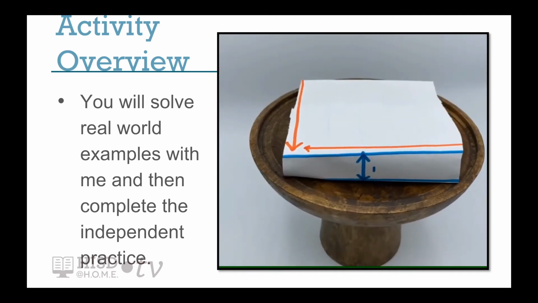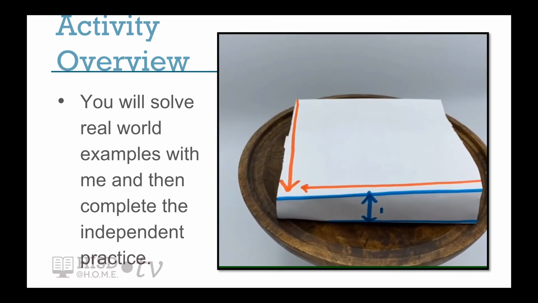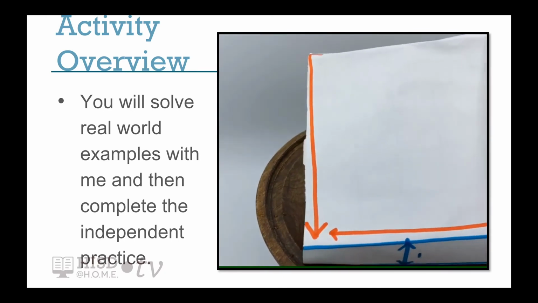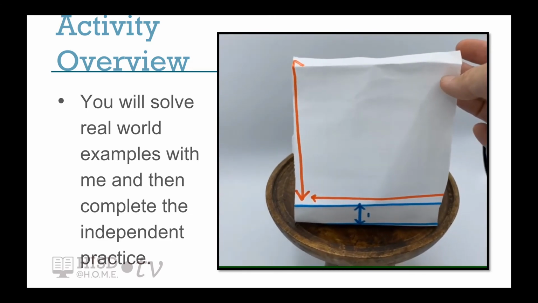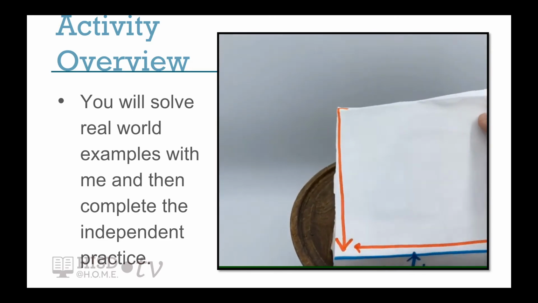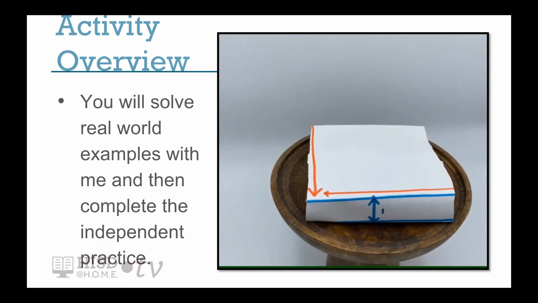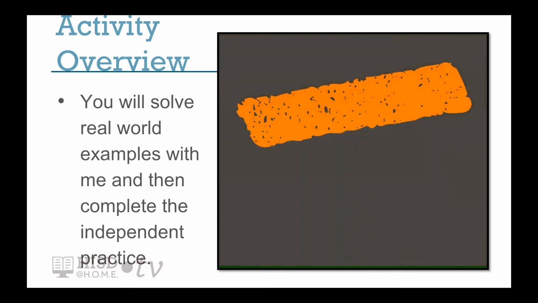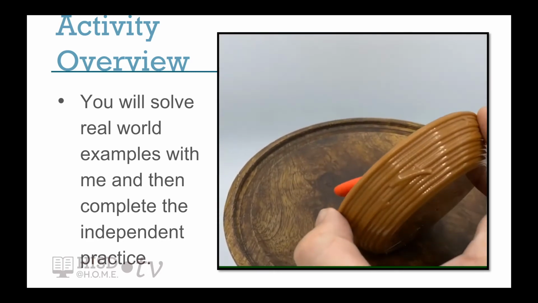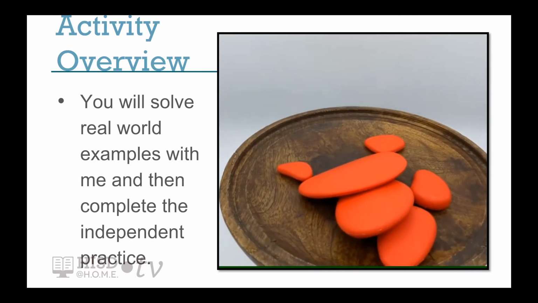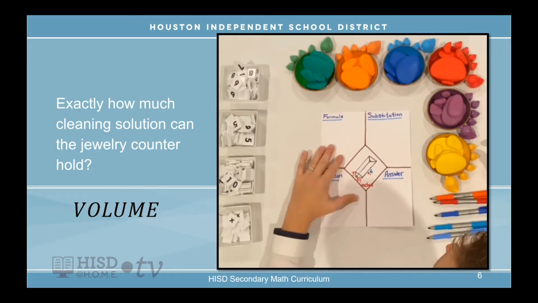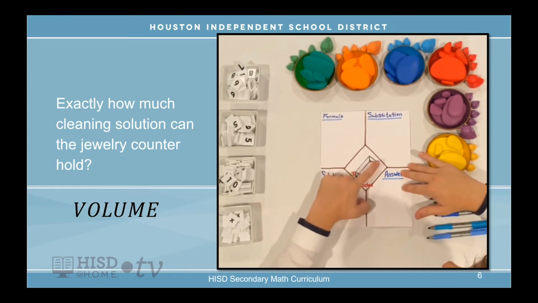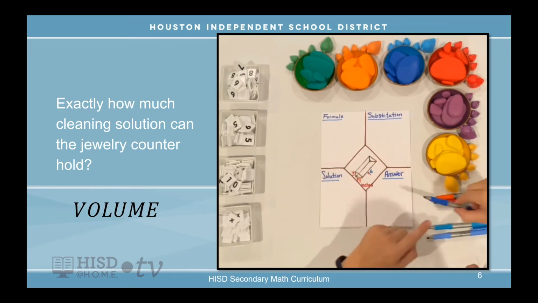We're going to add together all of the different areas of each side. There will be 2 sides of this rectangular prism that are orange arrows, base times height. There will also be 4 sides that will be in blue, base times height. Now it's time for a quick quiz. The stones inside of the bowl, are they volume or are they surface area? That's right, they're volume.